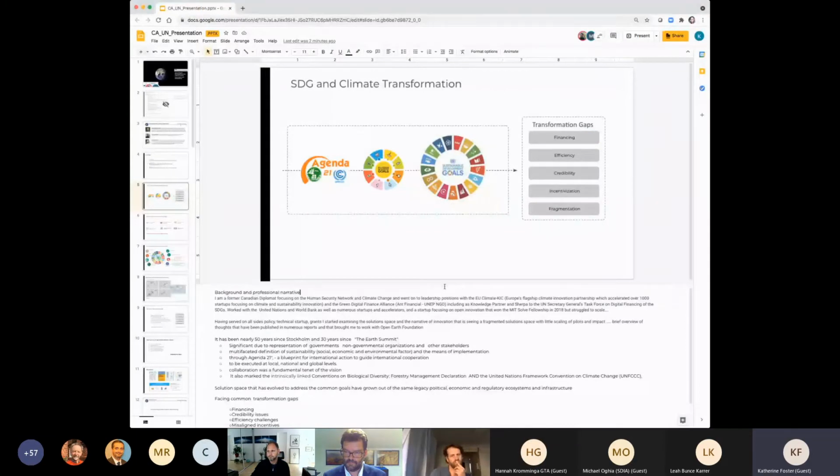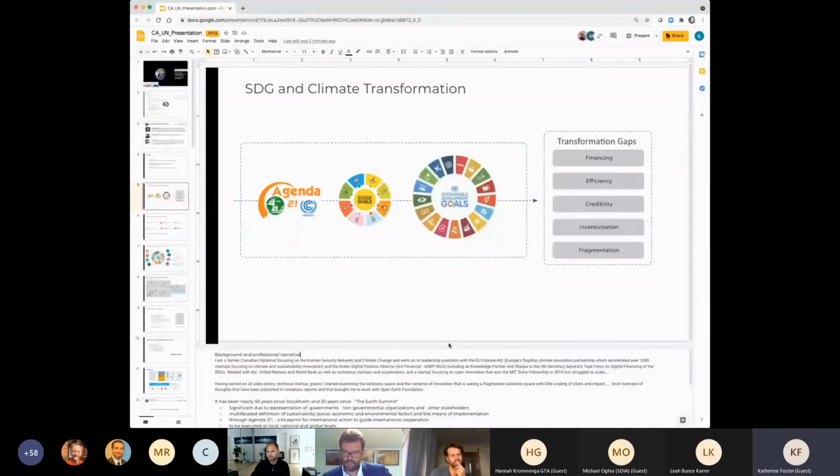I went on to leadership positions with the EU Climate Kick, which is Europe's flagship climate innovation partnership, and this accelerated over 1,000 startups that focused on climate and sustainability innovation. And I then went on to work with the Green Digital Finance Alliance, which was set up by Ant Financial and UNEP as an NGO, and was a knowledge partner and Sherpa to the UN Secretary General's Task Force on Digital Financing. I've also worked with the United Nations and the World Bank, as well as with numerous startups and accelerators, including with a startup directly focusing on open innovation that won MIT Solve.